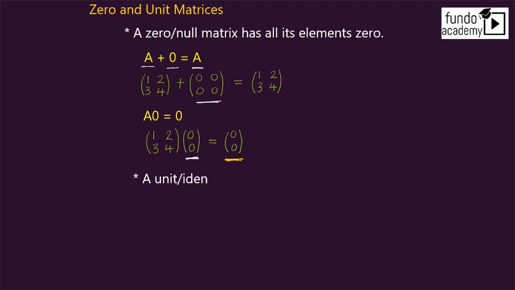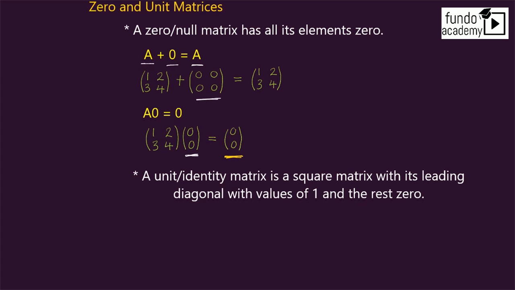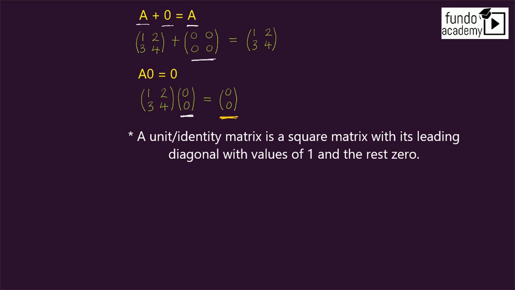Let's go on to unit matrix. A unit matrix is also called an identity matrix. It is a square matrix with its leading diagonal with values of 1 and the rest of the values are equal to 0. So what's important for you to note here is that a unit matrix or an identity matrix is a square matrix, right? Remember we talked about square matrices as we were introducing this topic on matrices. So it's a square matrix and its leading diagonal has values of 1, the rest of the values are 0.